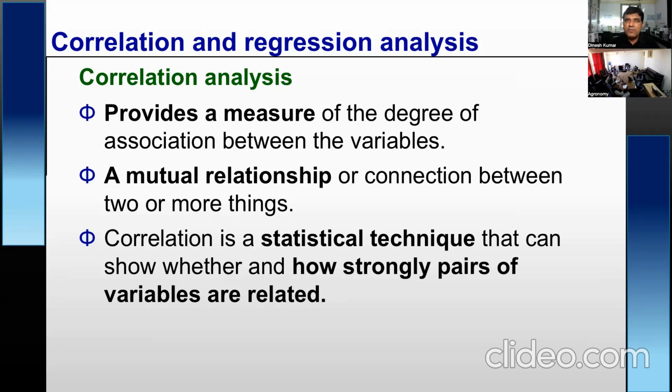When one variable is affecting the other, then it is said that the two variables are related to each other. Or you can say a mutual relationship or connection between two or more things is called correlation. When a relation exists together, that is correlation.